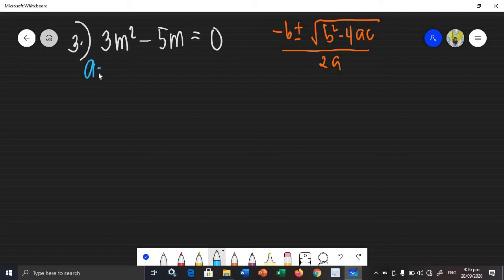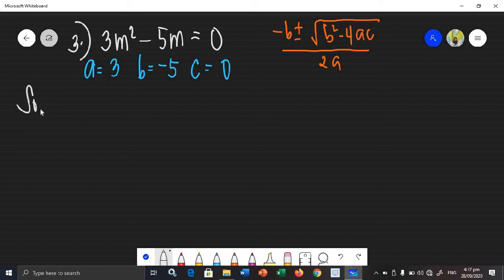Therefore, we can just move in finding the values of A, B, and C. So the value of A here is 3. The value of B is negative 5. Your C, wala kang constant term, therefore that is 0. Okay? So kapag wala kang linear term, that is 0. Pag wala kang constant term, that is 0. In using quadratic formula. Okay?